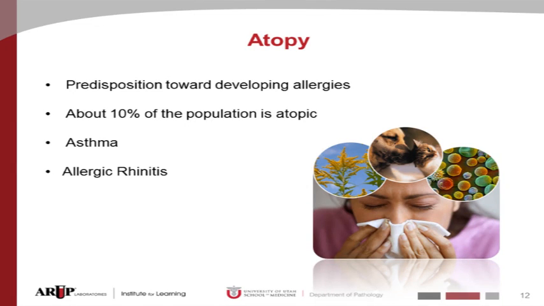This predisposition is inherited. A child of one atopic parent has a 50% chance of developing allergies. And if both of your parents are atopic, there's a 75% chance that the child will also develop allergies. Note, those allergies may not be to the exact same things. So if your parent has an allergy to sagebrush or strawberries, it doesn't necessarily mean you'll have those same allergies, but it shows that you're going to have a tendency to develop allergies.